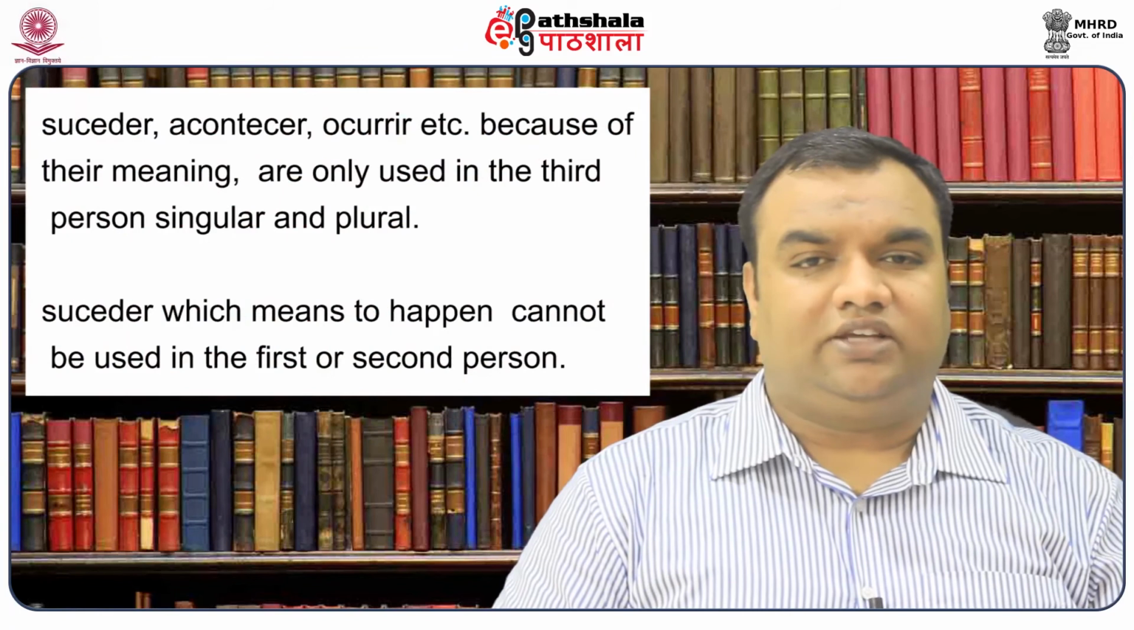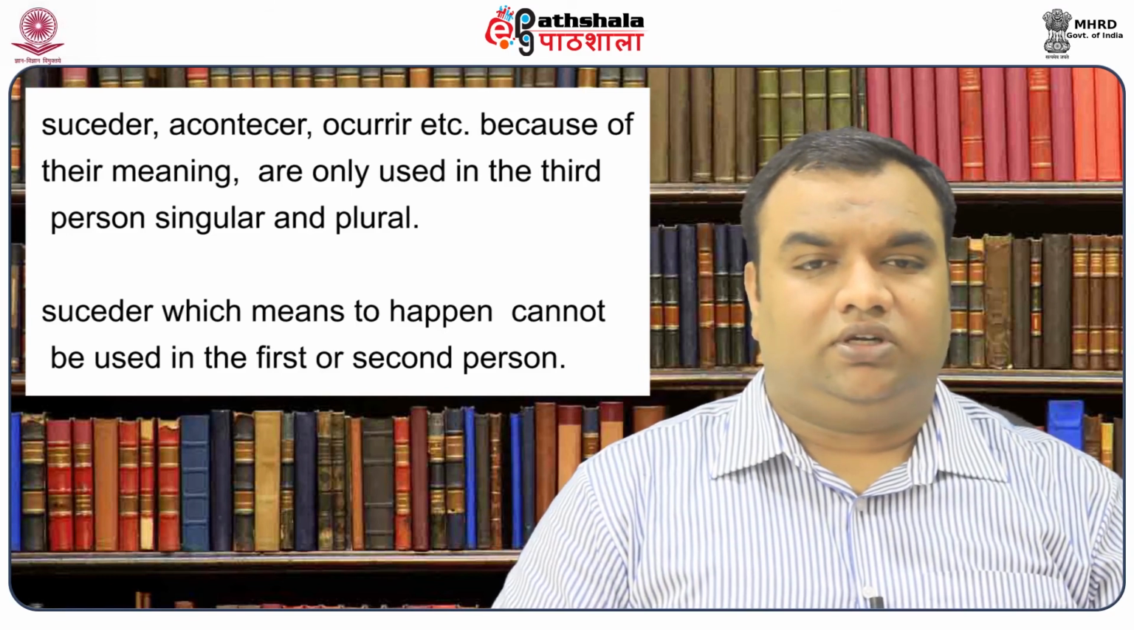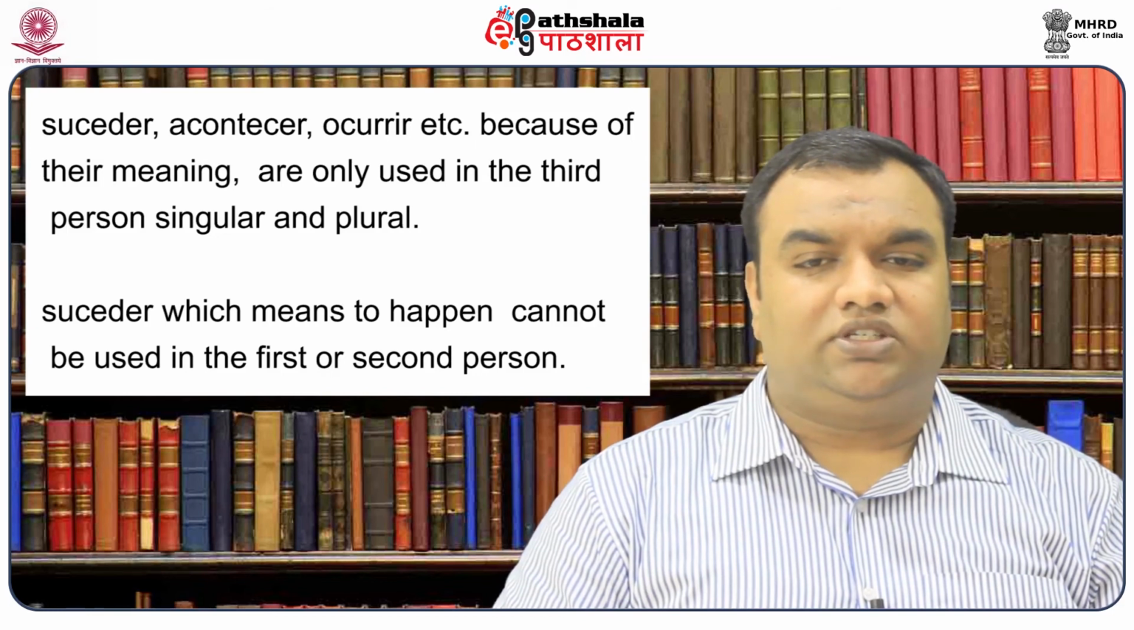Other verbs that can be considered unipersonal are verbs that cannot be conjugated in the first and second person, rather only conjugated in the third person singular and also plural forms. Verbs like suceder, acontecer, ocurrir, etc., because of their meaning, are only used in the third person singular and plural. You will also notice that in these examples, there is a subject for the verb. For example, suceder, which means to happen, cannot be used in the first or second person.